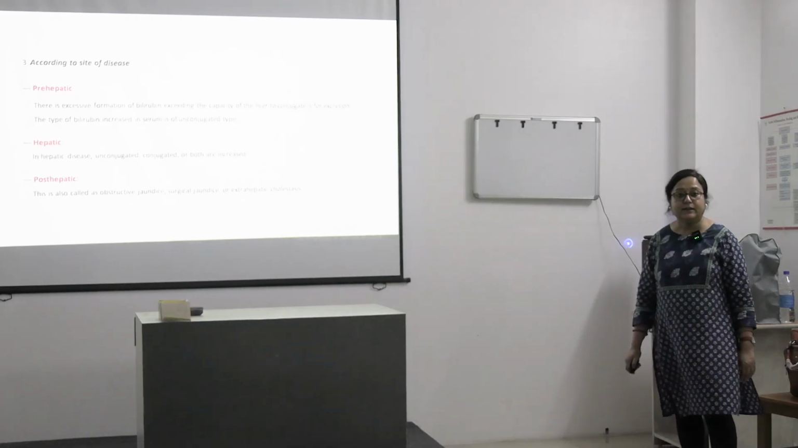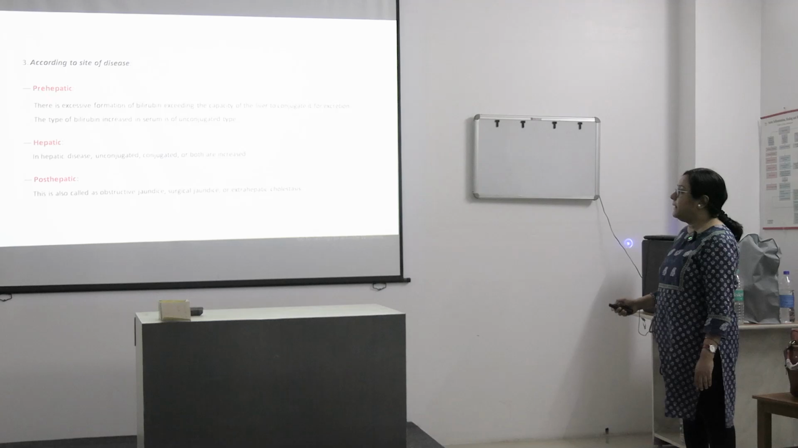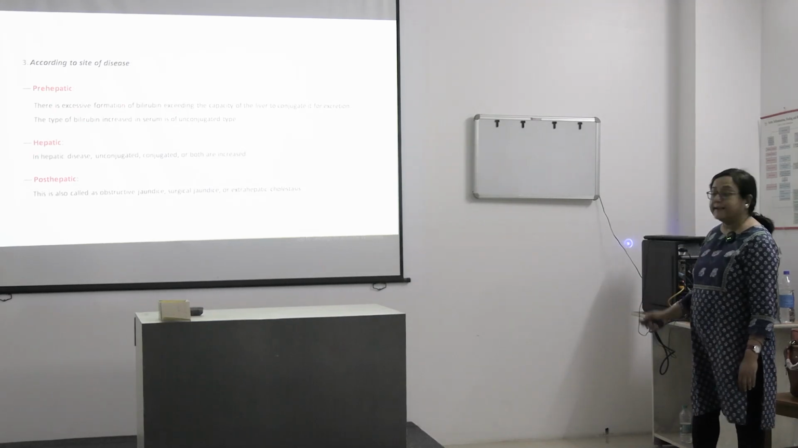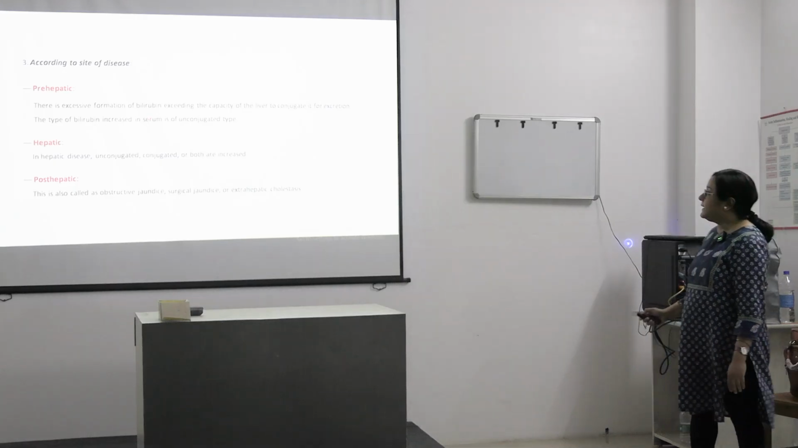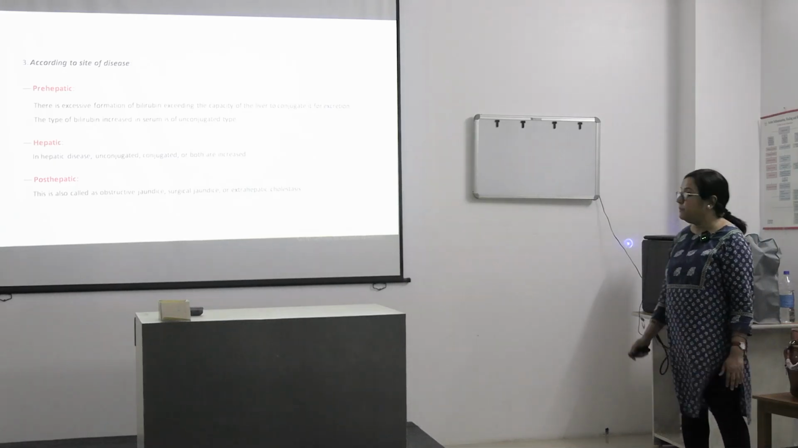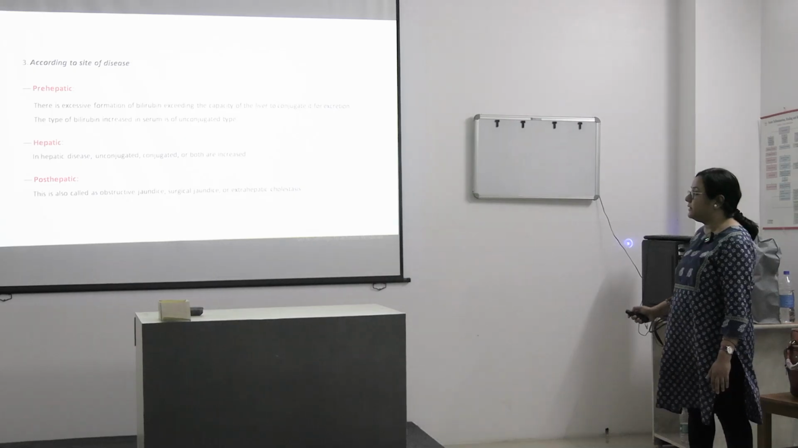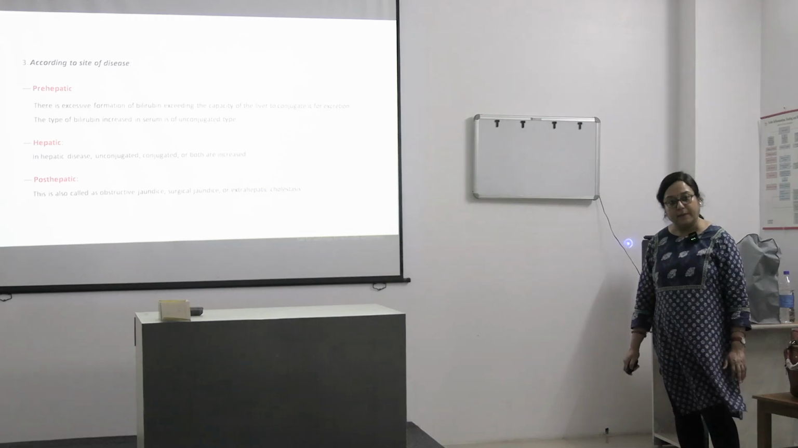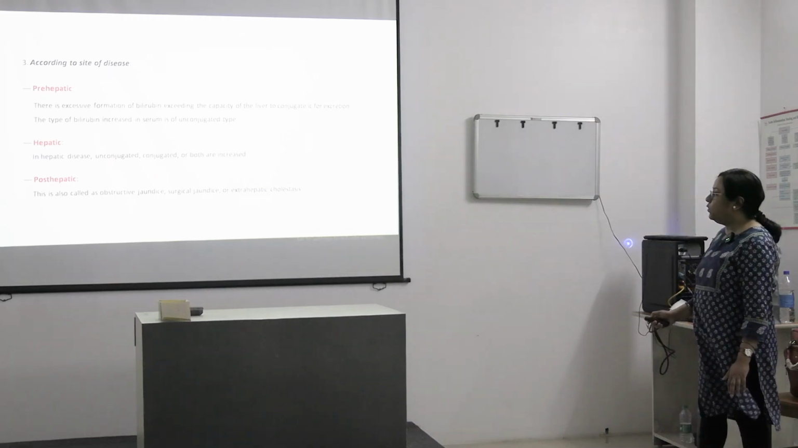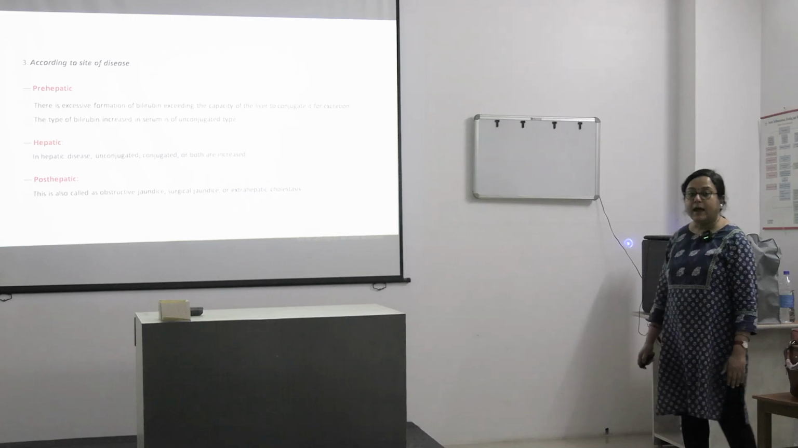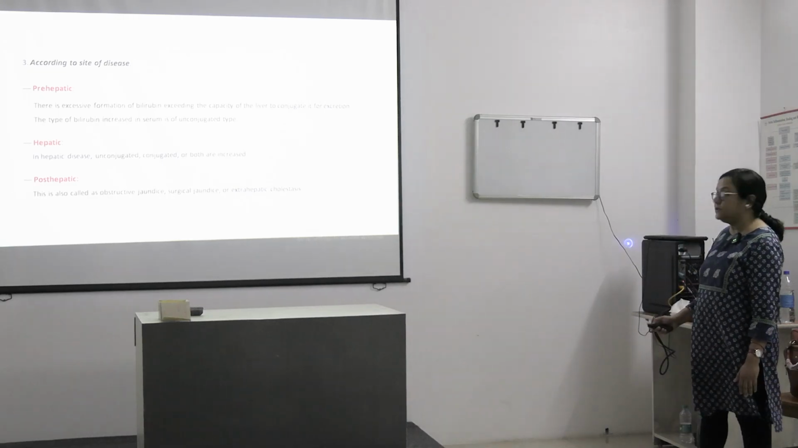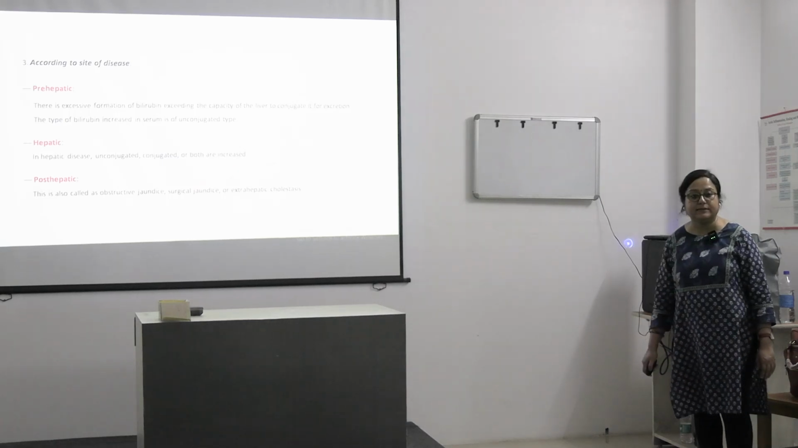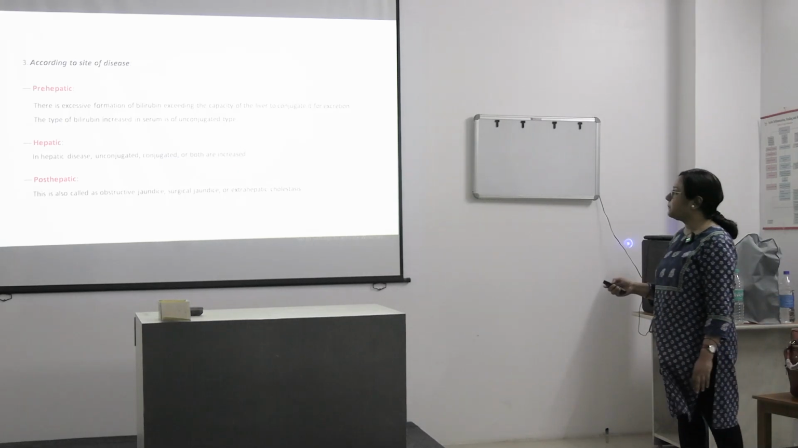According to site of disease, we can classify jaundice as prehepatic, hepatic, and posthepatic. Prehepatic means there is excessive formation of bilirubin exceeding the capacity of the liver. This is unconjugated type. Hepatic means in some kind of liver disease there can be hepatic type of jaundice. Both types of bilirubin are increased. And obstructive jaundice, that is post-hepatic jaundice or surgical jaundice or extrahepatic cholestasis, is mainly due to obstruction.